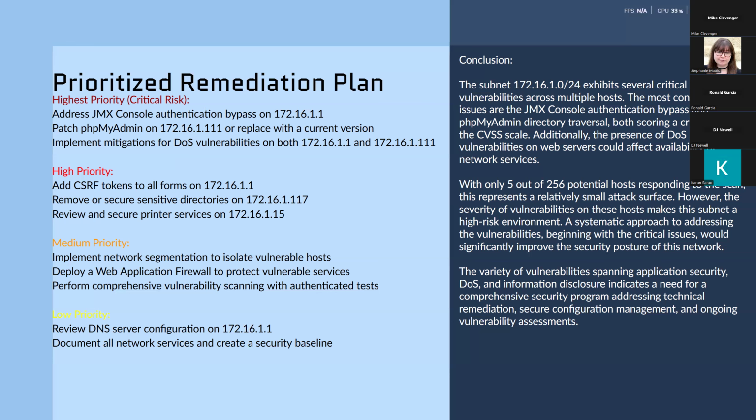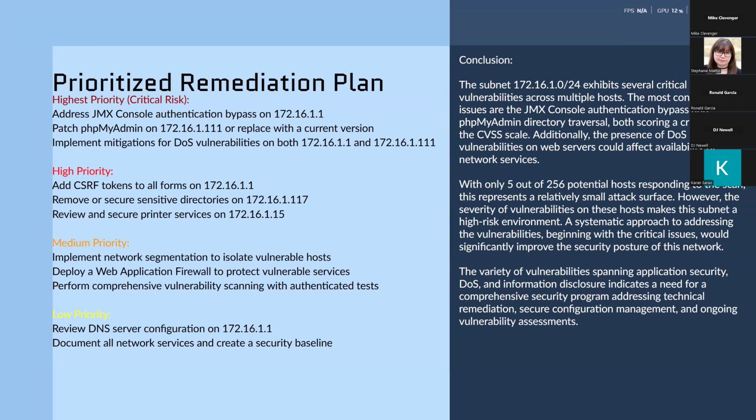The most concerning issues are the JMX console authentication bypass and phpMyAdmin directory traversal, both scoring a critical 9.8 on the CVSS scale. Additionally, the presence of DoS vulnerabilities on web servers could affect availability of network services. With only 5 out of 256 potential hosts responding to the scan, this represents a relatively small attack surface. However, the severity of vulnerabilities on these hosts makes the subnet a high-risk environment.